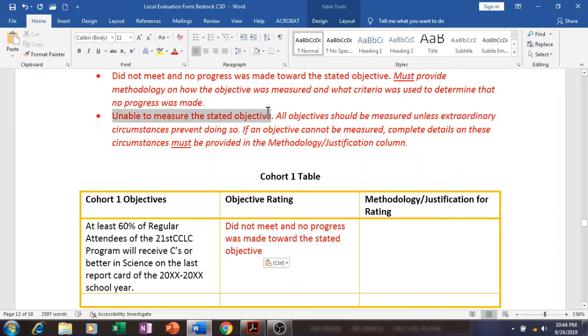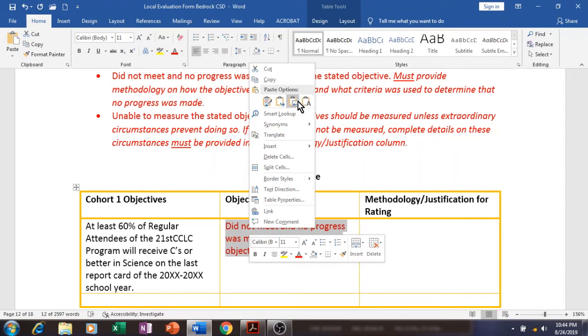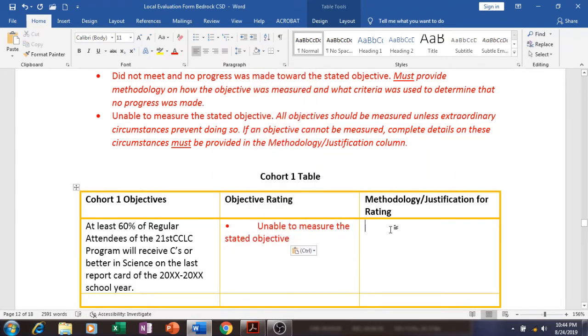And let's talk about unable to meet the objective. So what would we put in the methodology justification for that rating? Well, the methodology is the same. What's our justification? In this one, you're going to have to say why you couldn't gather up those report cards. We had a massive data breach. Someone came in, destroyed all the records. We're currently in the process of reconstructing those. That would be an extraordinary circumstance.